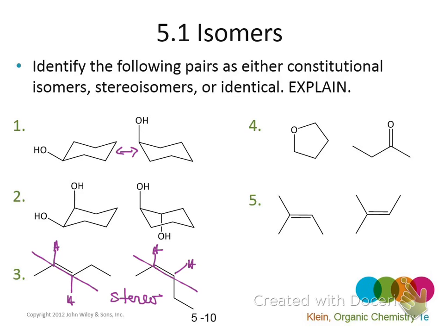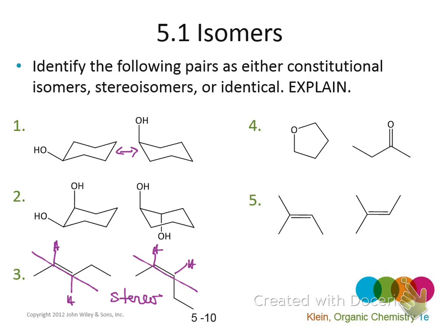Number 4, constitutional. Right, just completely different structures. Constitutional is usually fairly easy relative to stereoisomers, because you just say, oh, those are just completely different. If on a test it says constitutional, stereo, identical, or neither, or none of the above, you'd have to actually count the atoms in the structures if it was like these two, because you wouldn't know for sure whether or not they had the same number of carbons and hydrogens unless you counted.